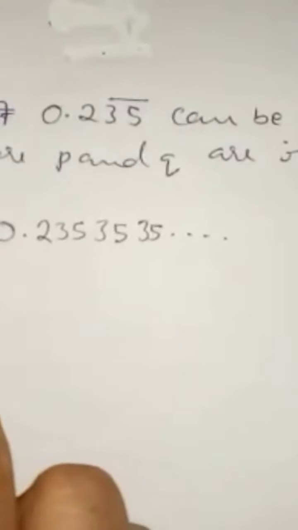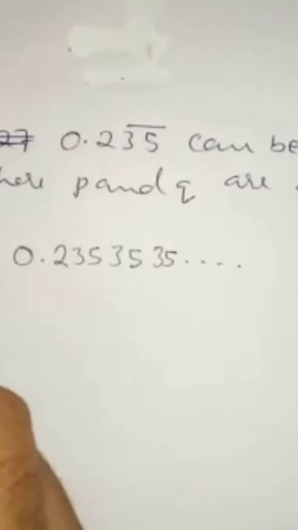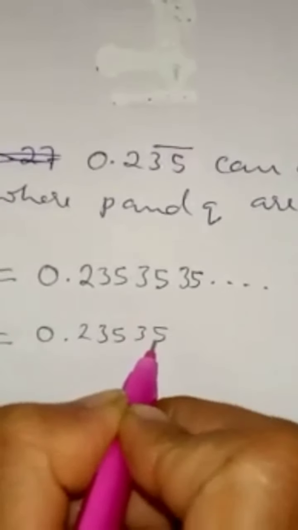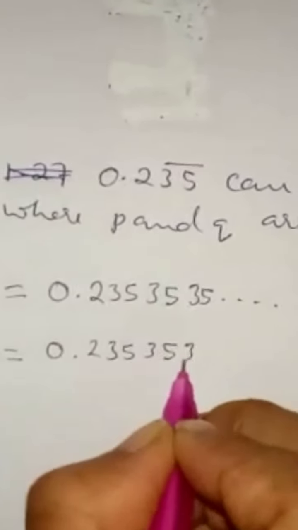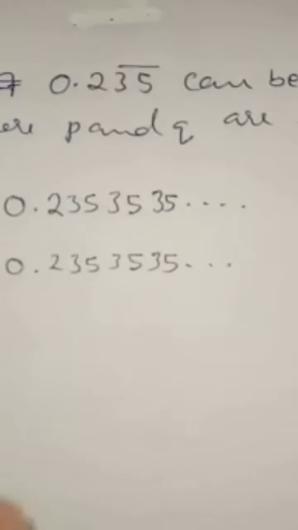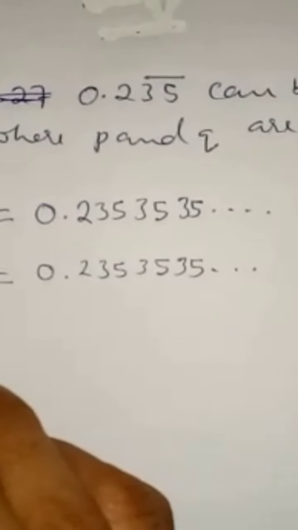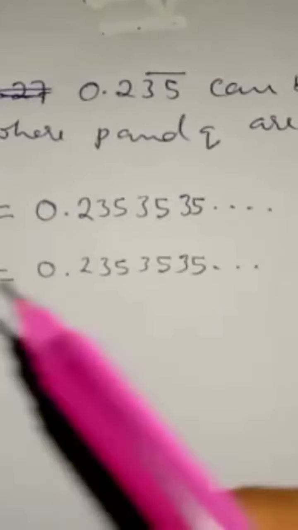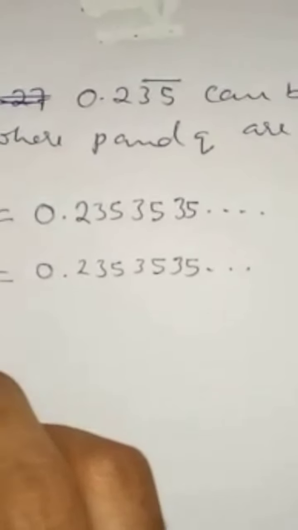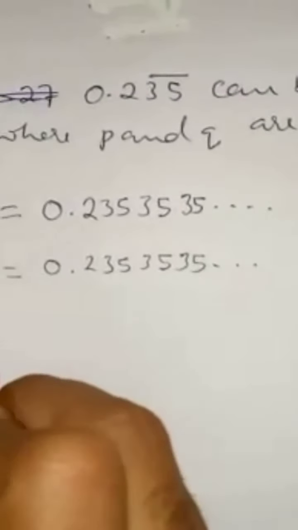Now take this as x. So let x equals to 0.23535. Okay. So now in which we have to multiply? We have to see the bar. If you have bar for 1 digit, you will multiply with 10. Now the bar is for 2 digits, 3 and 5. So 2 digits means 100. You have to multiply with 100.